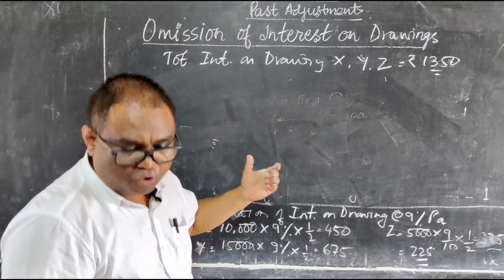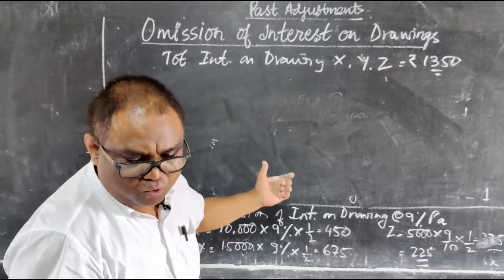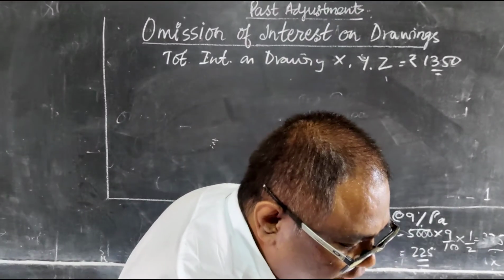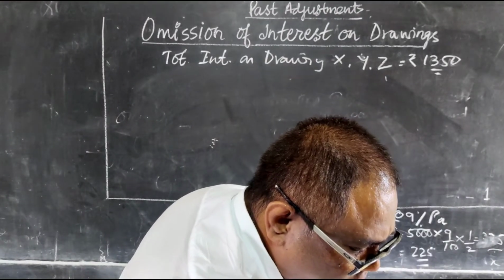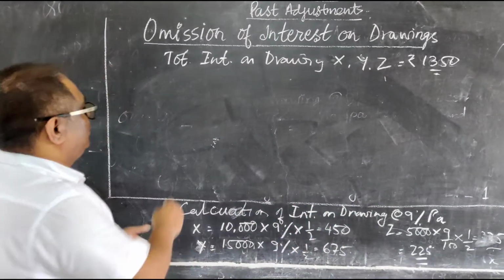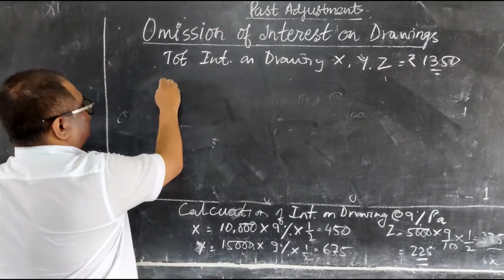So what is the profit sharing ratio? The profit sharing ratio is 2:1. Now, that means profit is to be credited now.